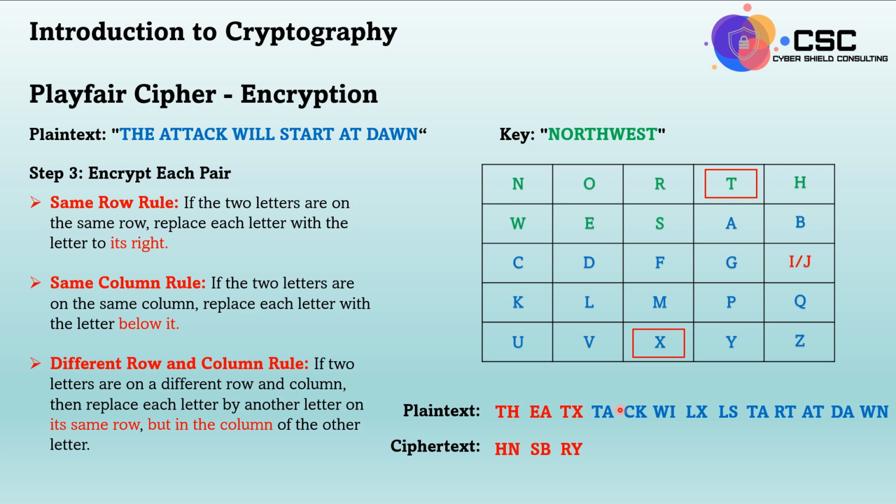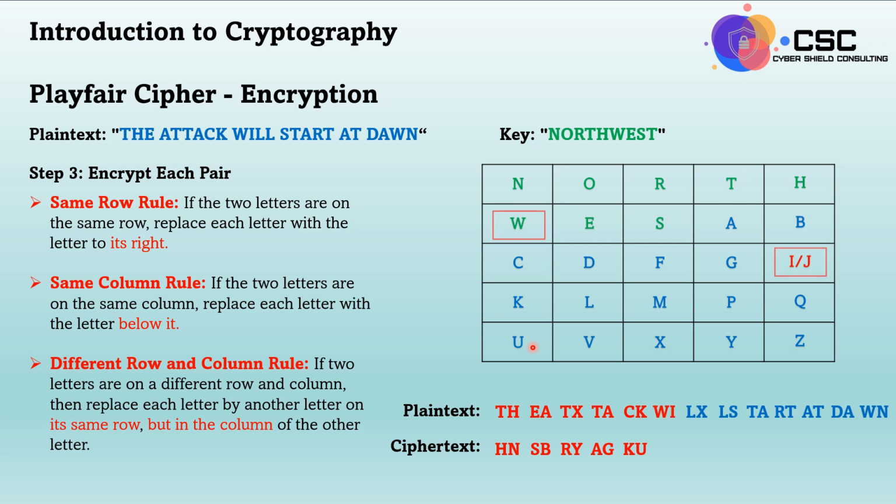Now if I look at TA, I'll look at the location, and I'll find TA are in the same column, so now I'll use the same column rule. It says you get the letter below it. So if I have T first, what is below T is A. And then A, what is below A is G. So the ciphertext will be AG. Then if I look at CK, let's see where it is located in the matrix. CK, same column rule. So below C will be K, and below K is U. So the ciphertext is KU.